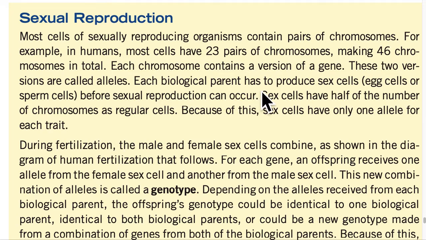Each biological parent has to produce sex cells, egg cells, or sperm cells before sexual reproduction can occur. Sex cells have half the number of chromosomes as regular cells. Because of this, sex cells have only one allele for each trait.